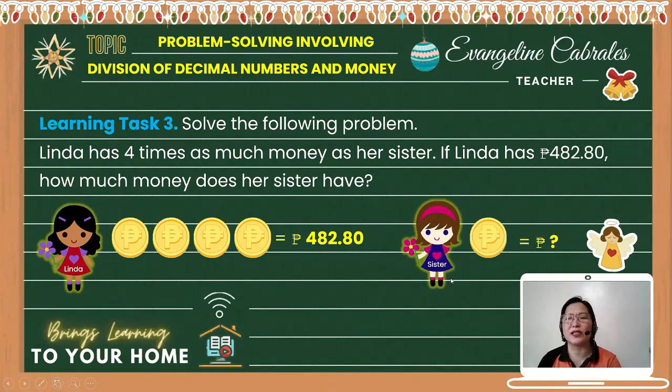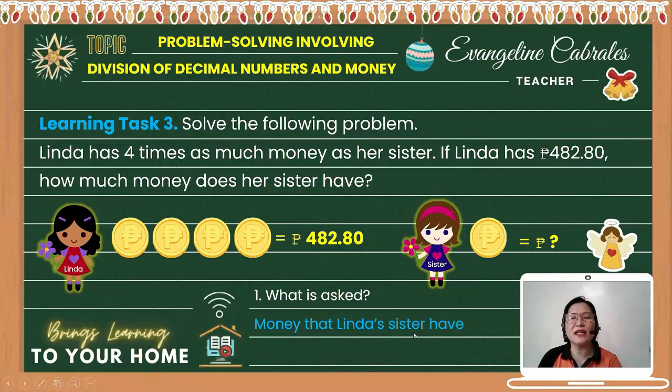Ito naman ang sister niya. So, ang sister niya, ang representation ay isa lang. Kasi nga, yung amount ng pera ng kanyang kapatid ay 4 times nun meron si Linda. So, ang tanong, what is asked? Money that Linda's sister have. So, kinuha yun dito sa question na how much money does her sister have? Okay? Then the next, what are given? Of course, 482.80 and 4.